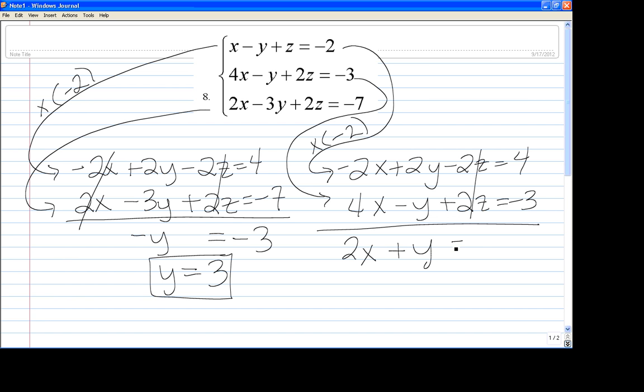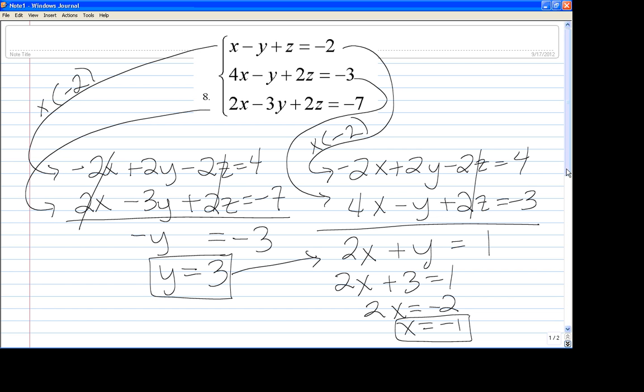If I add those together, the -2z and the +2z will cancel, and I get 2x plus y equals +1. Well, I know that y equals 3, so I can plug that in and get 2x plus 3 equals 1. So 2x equals -2, so x equals -1. So I've got -1, I've got 3, so now I need to find z.